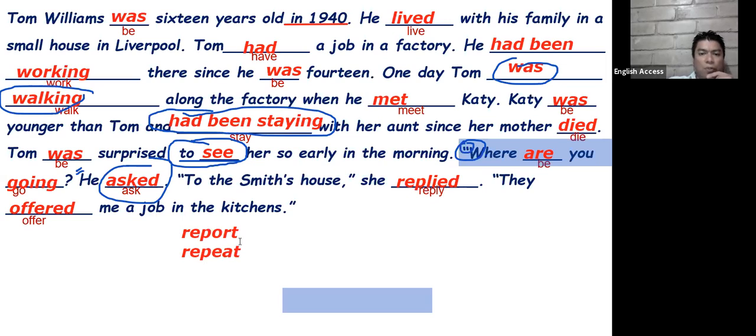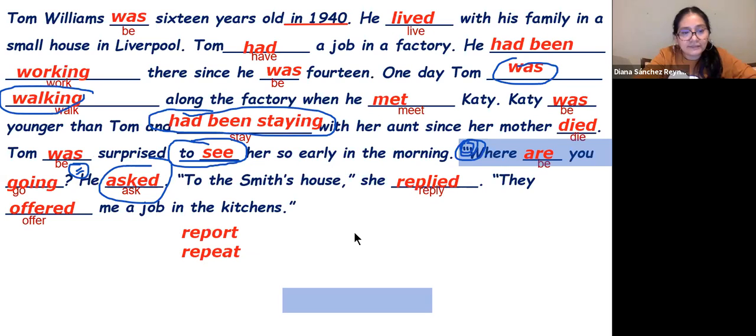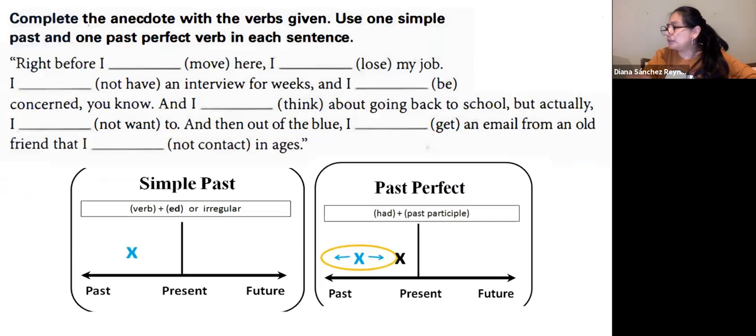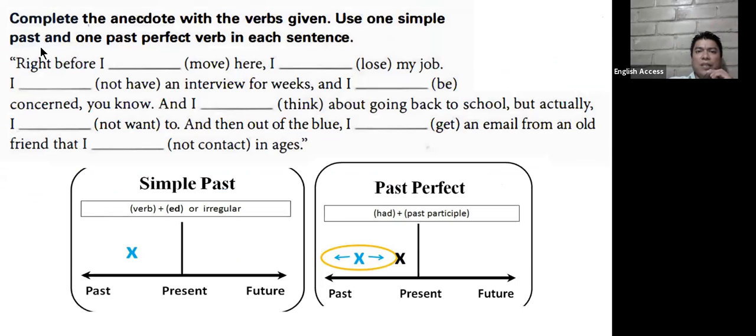Okay, when you report, you use a different tense, but when you repeat exactly the same word by word, that's why you use quotation marks. Quote. Quotation marks. Yes? Yes, thank you. All right, good. Now complete the anecdote with the verbs given.